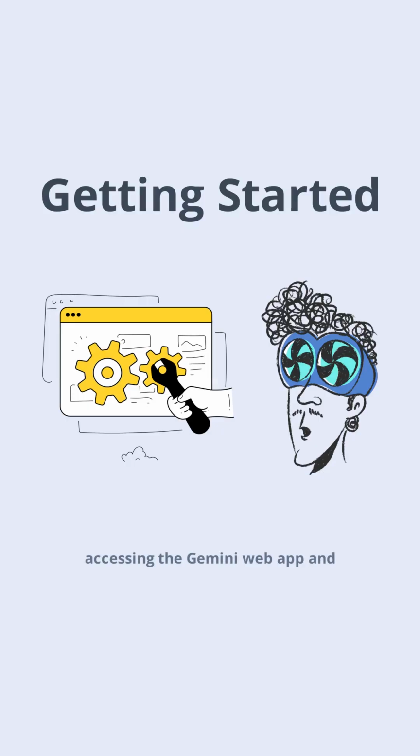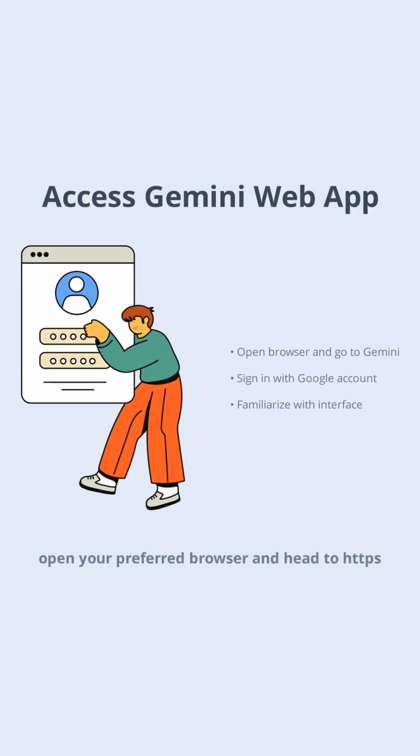Let's move on to the first step, accessing the Gemini web app and preparing to generate your first image. Begin, open your preferred browser and head to https://gemini.google.com/app. Once there, sign in using your Google account credentials. This is your gateway to Gemini's powerful image generation tools. The interface is user-friendly, so you'll quickly find your way around. After logging in, take a moment to familiarize yourself with the layout. You'll notice various options and menus designed to help you craft and manage your image prompts.